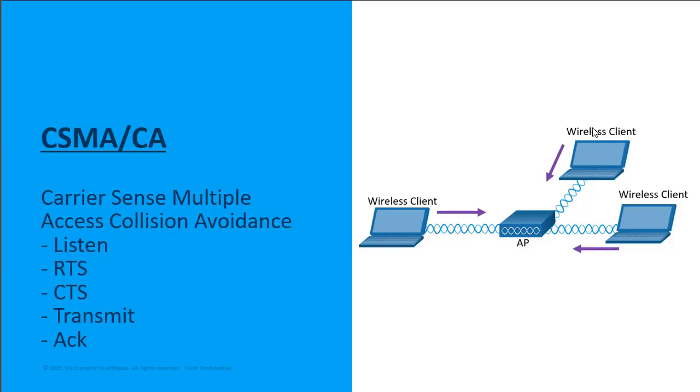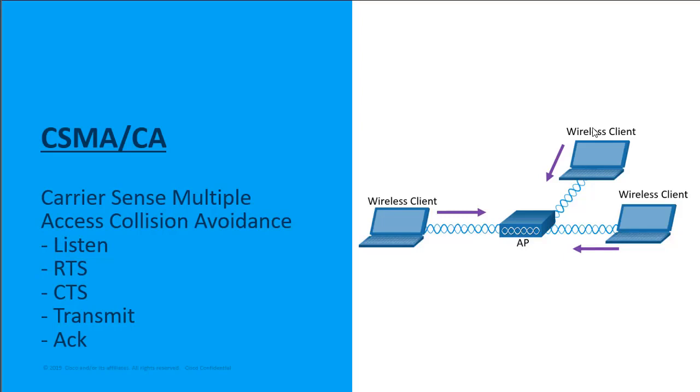Your end device, your computer, your PC, the laptop, the tablet, it's going to send a RTS. And this is a ready to send message. That message will be heard by the access point. And the access point can then provide dedicated access to the network.